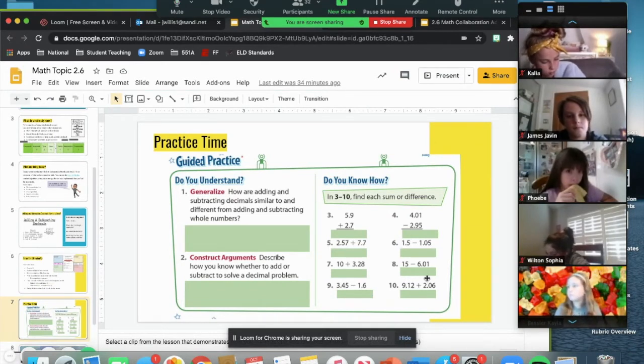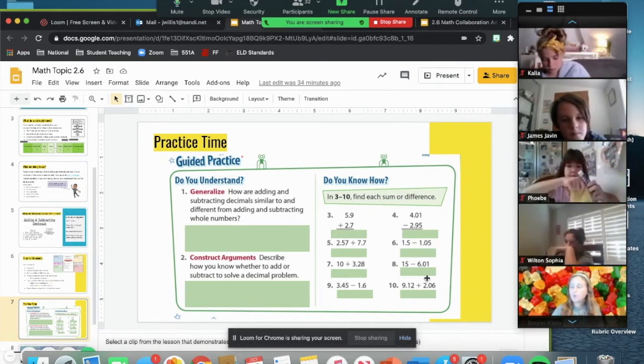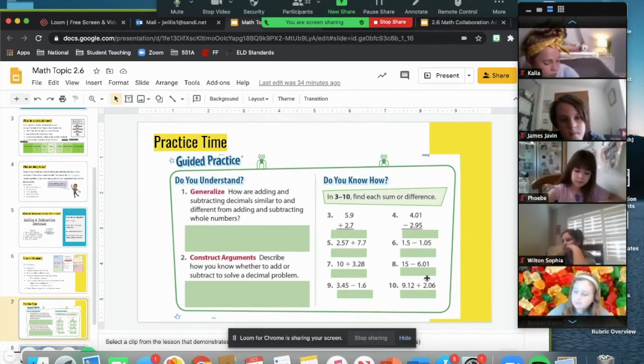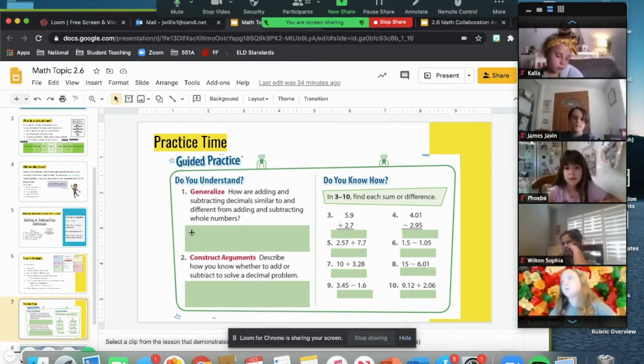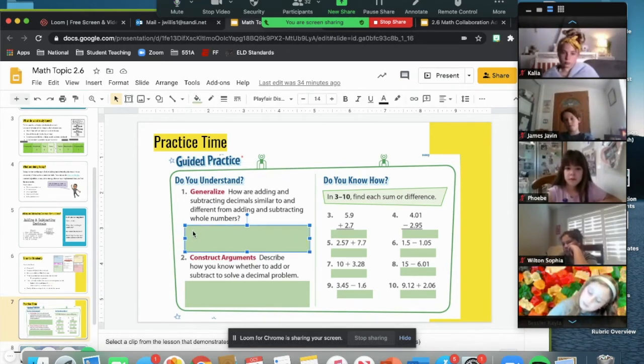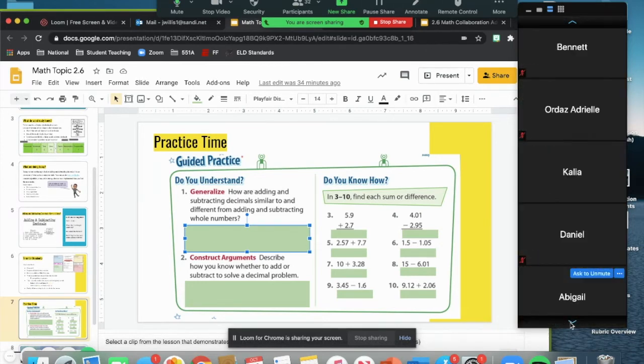Okay. So number 1, how are adding and subtracting decimals similar to and different from adding and subtracting whole numbers? So let's start with how they're similar. How are adding and subtracting decimals similar to adding and subtracting whole numbers? Who's got an idea?